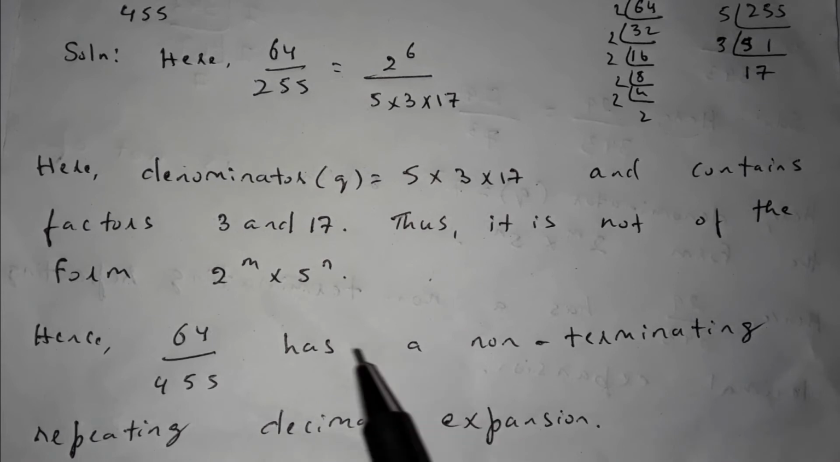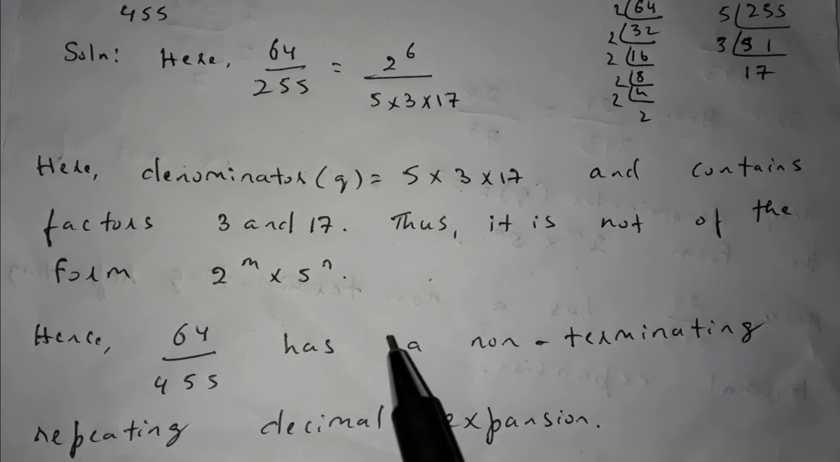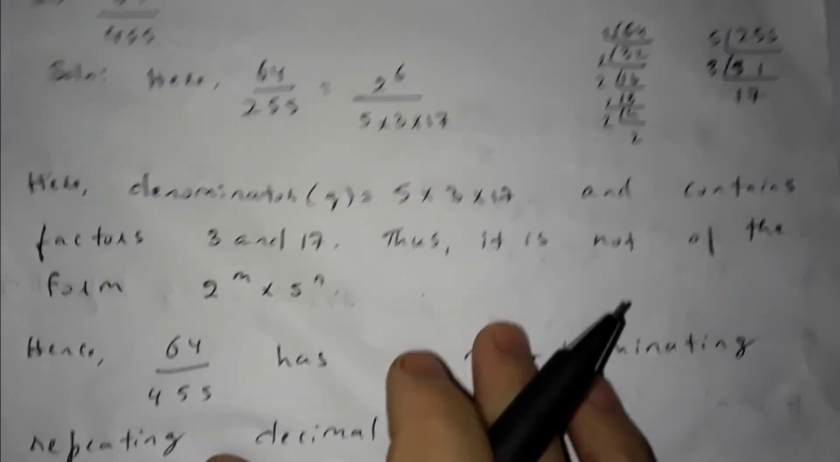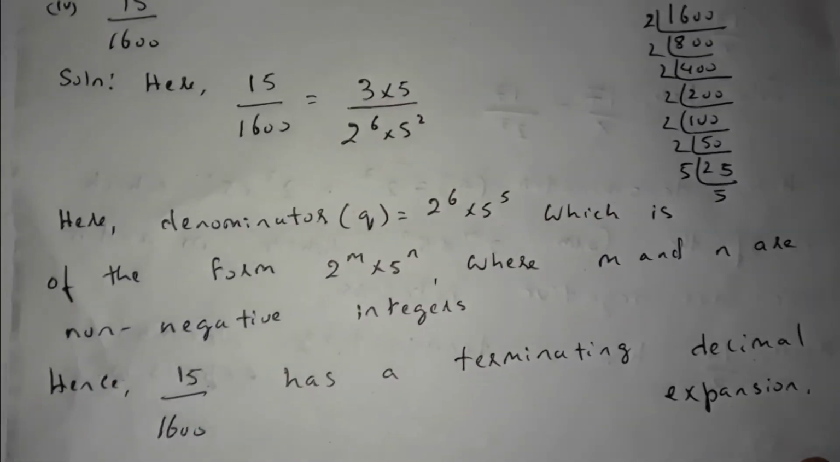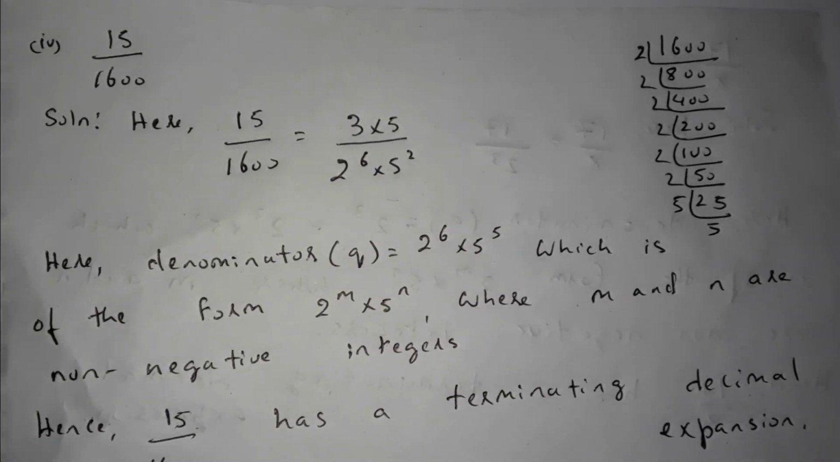Okay, if you divide 64 by 455, you will get a non-terminating decimal, it will never end, but the decimal expansion will repeat. Okay, after a few numbers it will repeat forever. So it is a non-terminating repeating decimal expansion, which is a rational number. Okay, number 3. So this is 4.